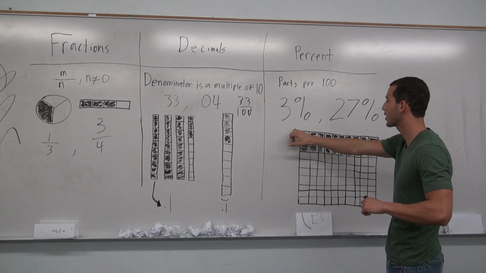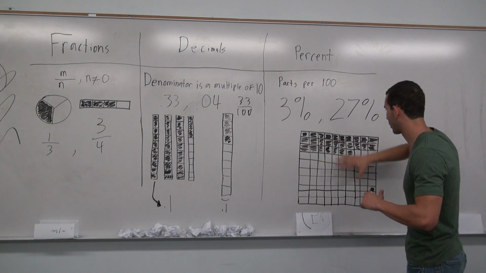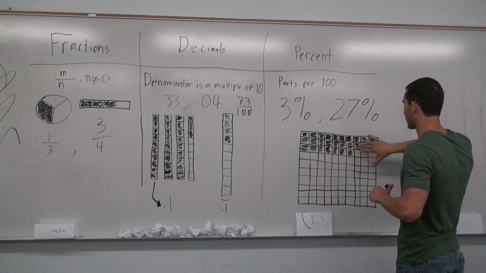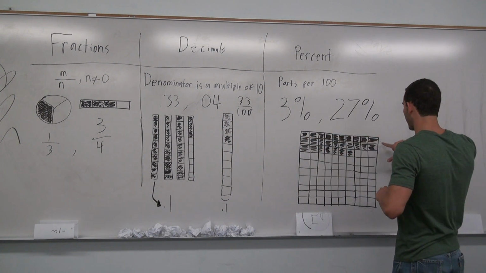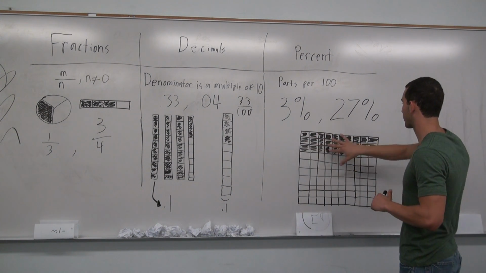Next we have percents, and the key term to notice for percent is we want parts per 100. So when we look at 3, we're only looking at these first 3. That's 3% of this whole 100 diagram. Here I marked 27, so here's the full 10 in each row. So 10, 20, and then 7 to get us 27%.